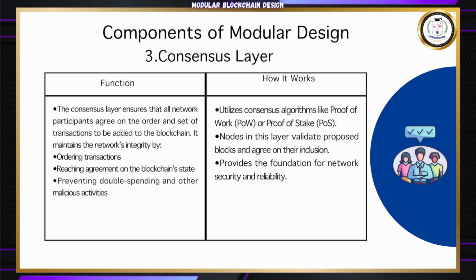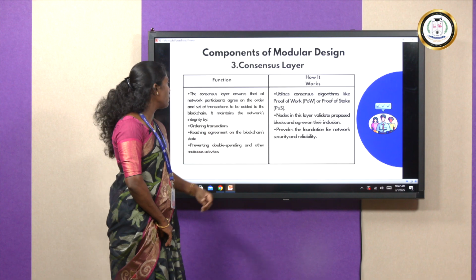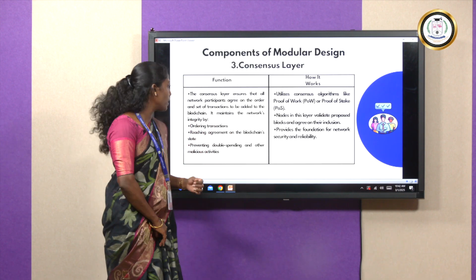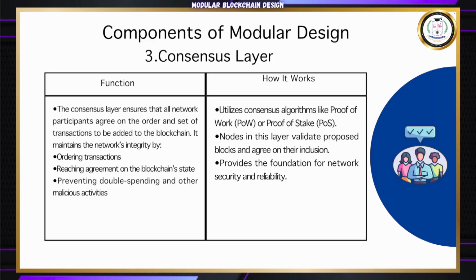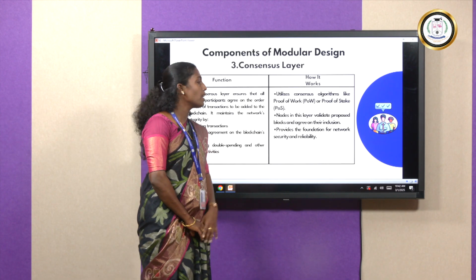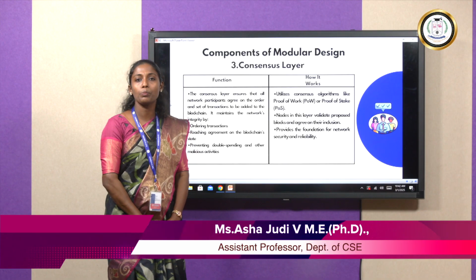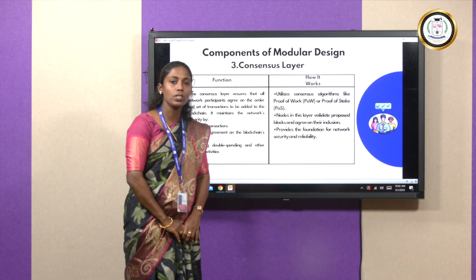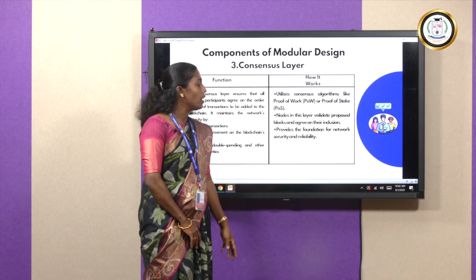The third layer is the consensus layer. We all know consensus is nothing but reaching mutual agreement, right? The consensus layer ensures that all the participants agree on the presence of each and every node in the network. It orders the transactions, reaches agreement on the blockchain state, and also prevents the double spending problem. It utilizes algorithms like POW, that is proof of work, proof of stake, and so on, and nodes in this layer validate the proposed blocks and agree on their inclusion.